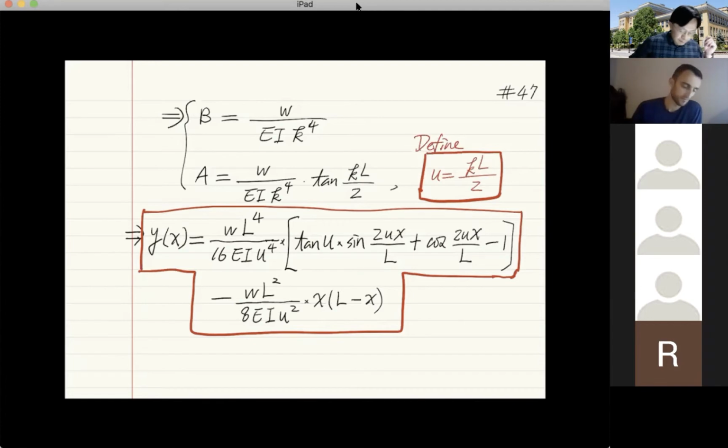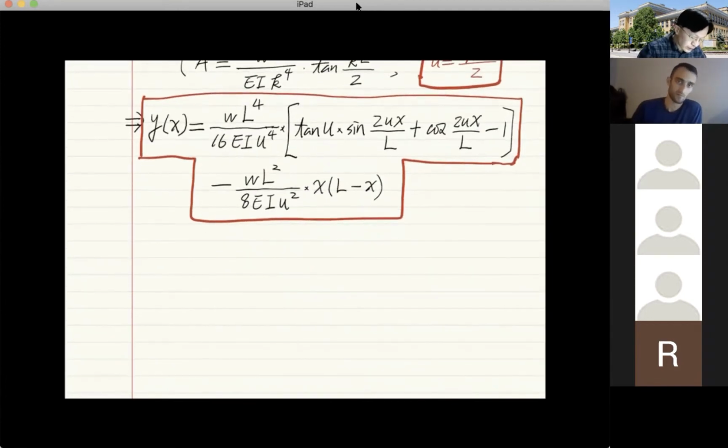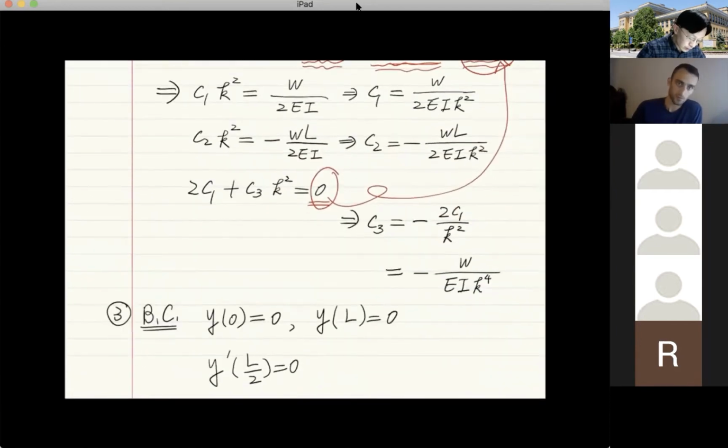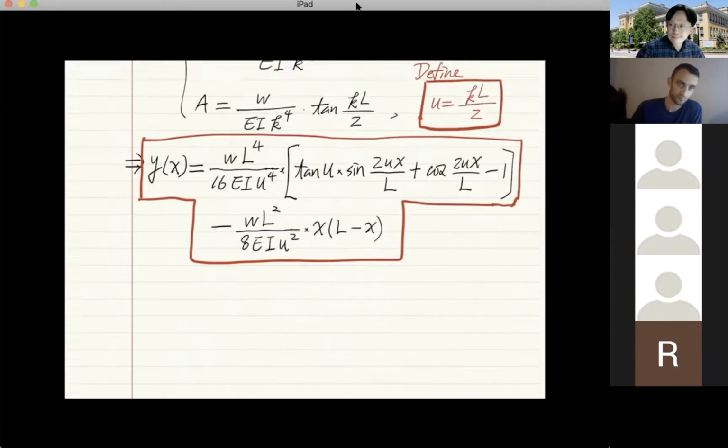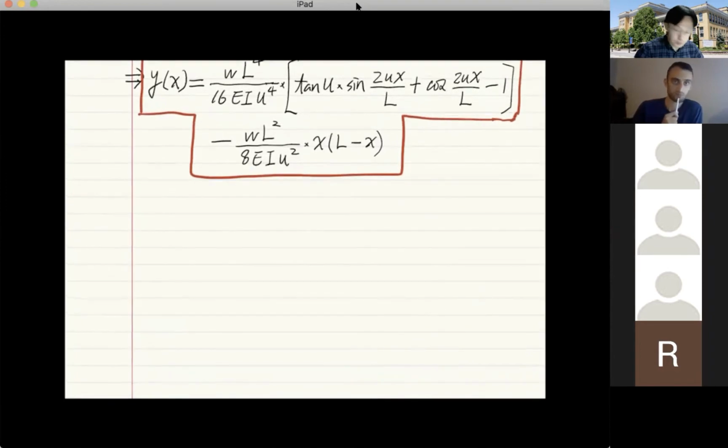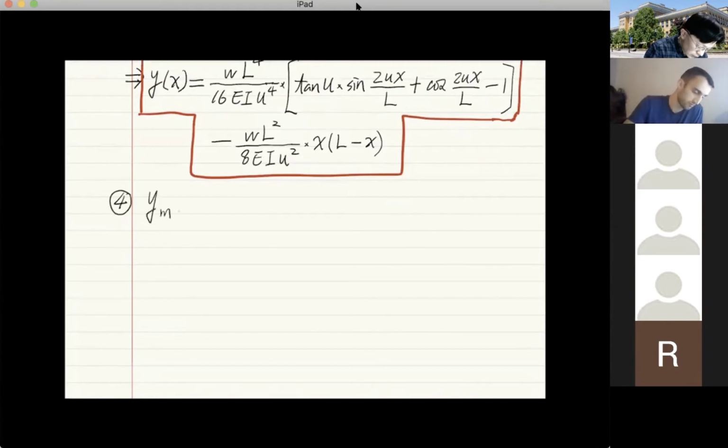Now, once we have the expression of y of x, what we need to do is to find out the maximum expression, right? That's what we said is one of our approaches. So in step 4, we are going to explore this: find out what is the maximum deflection here. And where do you think the maximum deflection will occur? L over 2. Very good. So that is y of L over 2.